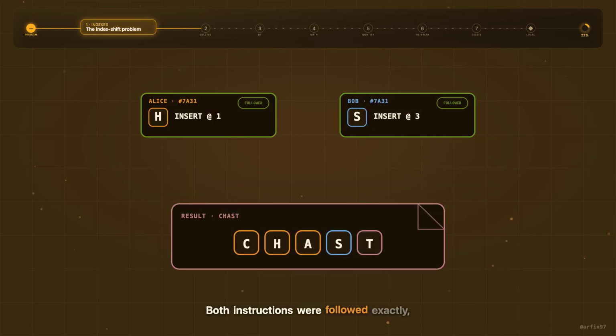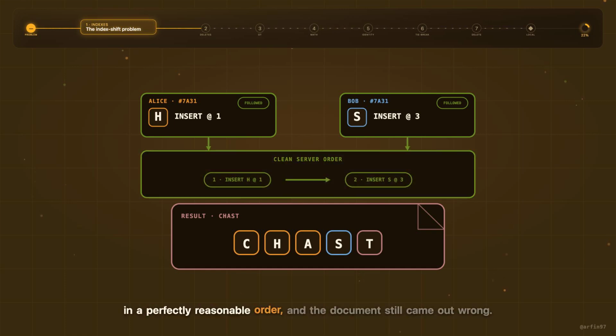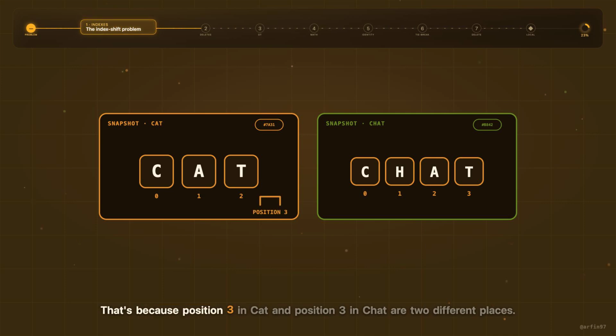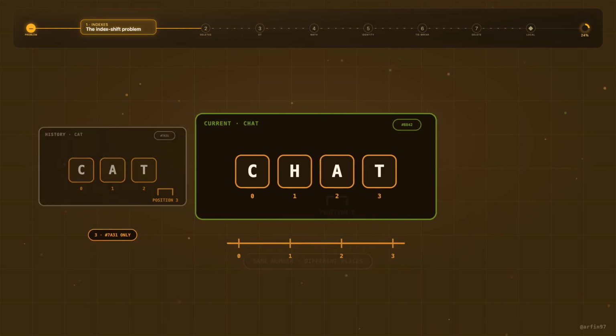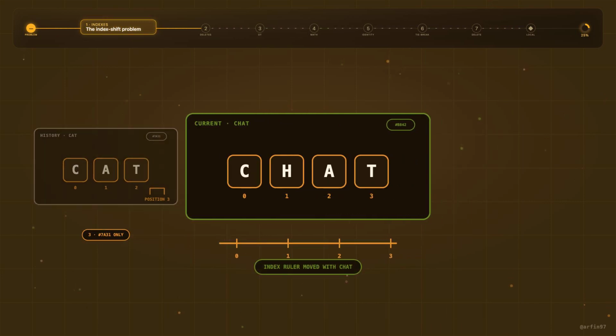Both instructions were followed exactly, in a perfectly reasonable order, and the document still came out wrong. That's because position 3 in cat and position 3 in chat are 2 different places. A position number is only meaningful for the exact snapshot it was measured against, and the snapshot moved.